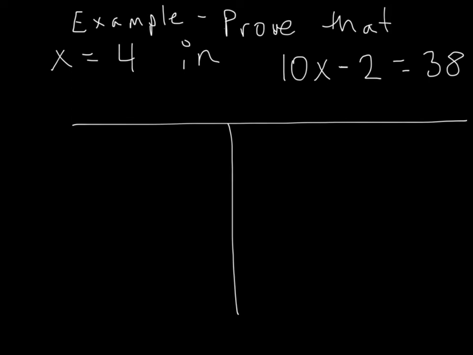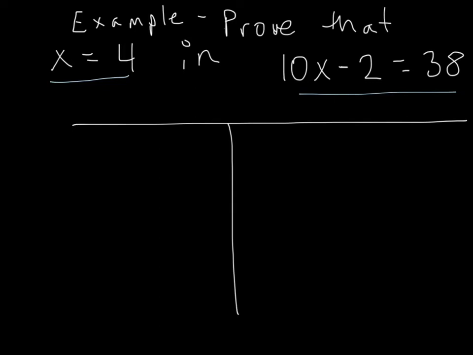Okay, so here's the one example that I'm going to give you. It says, prove that x equals 4 in this equation. And we can just plug in that x equals 4. So 10 times 4 is 40, minus 2 is 38. That would be one way to demonstrate or show that x would equal 4 in this equation.